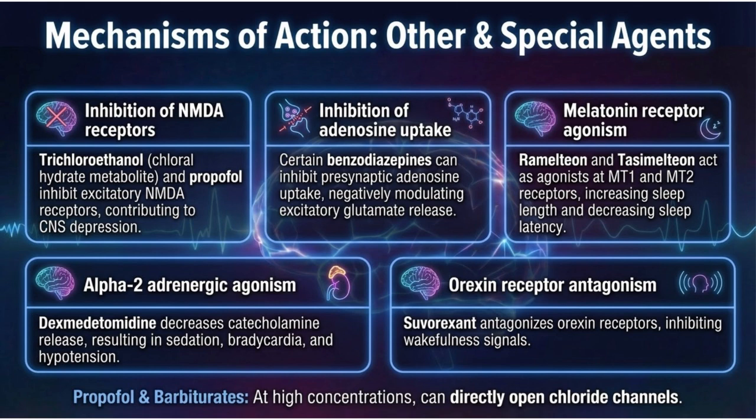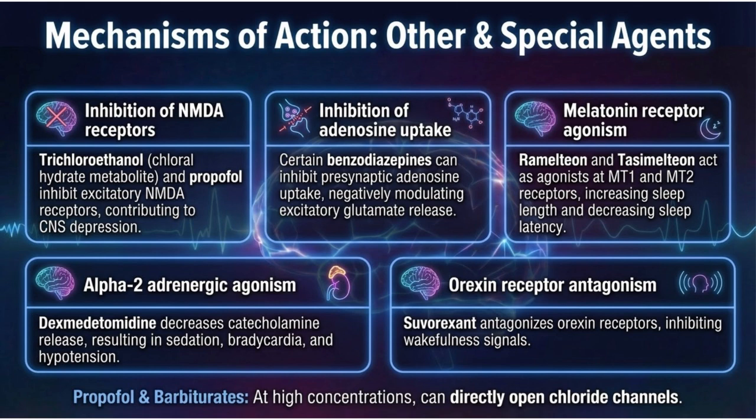You've got Ramelteon, for instance. That's a melatonin agonist, right? Exactly. It just mimics your body's natural sleep hormone to help regulate your circadian rhythm. It's more of a clock adjuster than a brake. And suvorexant, that one's interesting. It is. It's an orexin receptor antagonist. Orexin is what tells your brain, stay awake. So suvorexant just blocks that signal.